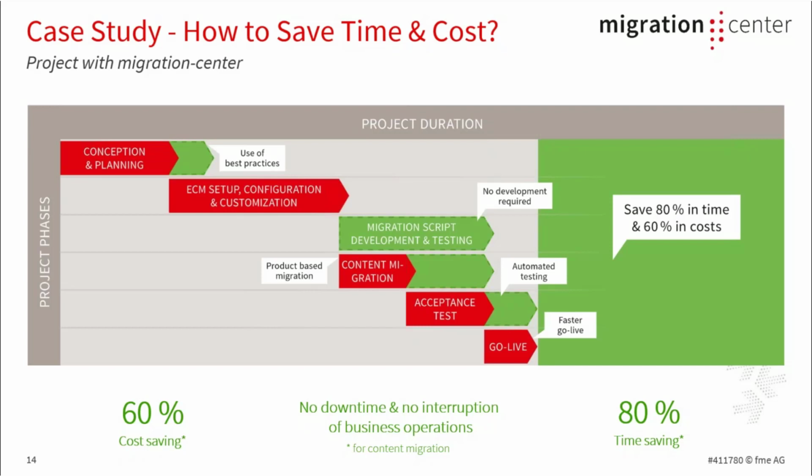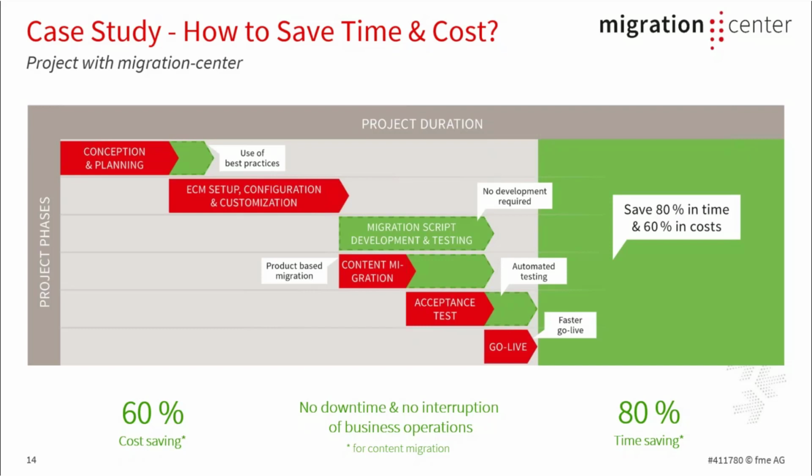In the next step, to set up the enterprise content management system, or Documentum, and configure and customize it, we cannot really help with our product. But there is no need to build your scripts, because Migration Center is out of the box. You can just configure it and immediately start your content migration. Because of all the simulation and validation features we have implemented within our product, you can also reduce the time you need to migrate the content to the target system, because it's really a product-based migration and not based on scripts or something like this.